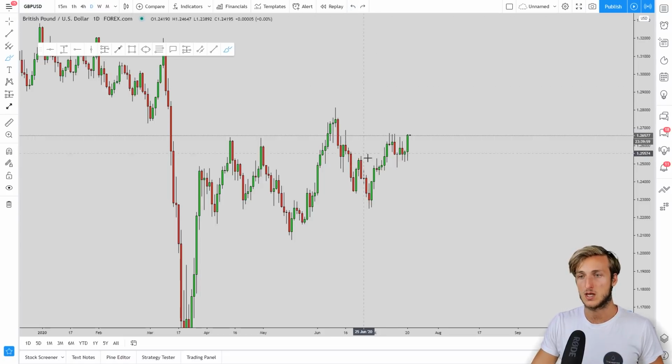Then again, what did we say? We said from here it would have been great to see the market make a retracement to capitalize on the continuation to the upside. However, the market continued the move to the upside without giving us the retracement that we wanted to see to capitalize again on the move to the upside.